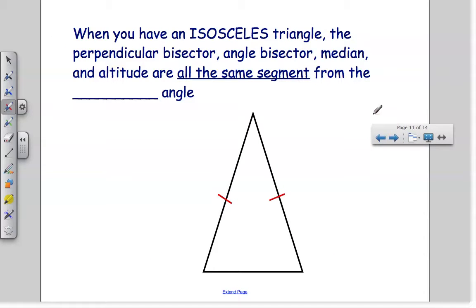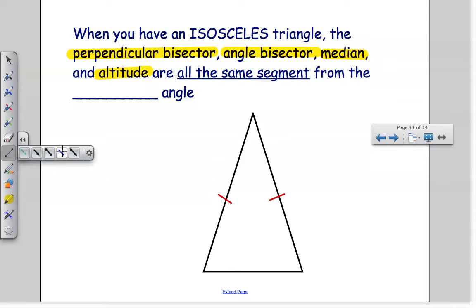We're going to talk about a few things related to isosceles triangles here and some of these points of concurrency. So when you have an isosceles triangle, something cool happens. The perpendicular bisector, the angle bisector, the median, and the altitude are all the exact same segment from one of these angles in an isosceles triangle. Remember, in an isosceles triangle, we have the two congruent sides called legs. We have our base. And when we talk about the angles, we have two base angles off of that base. The angle between the two congruent sides is your vertex angle.